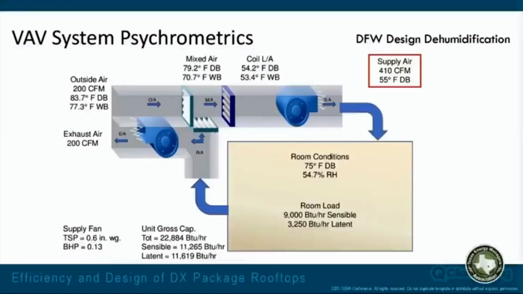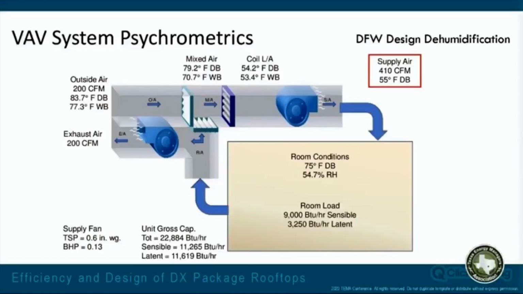But I want to look at what happens on our design dehumidification day, and I put in a set point of 55 degrees for our supply air. We've still got our 9,000 BTU per hour sensible, 3,250 BTU per hour latent, and we're going to provide 55 degree air into the space to maintain 75, and you look and you see that we're at 54.7% relative humidity. By going to this method, now we've got a room that can be controlled fairly well on temperature and humidity. And that's going to help with occupant comfort. It's going to help with a lot of other issues inside that space.